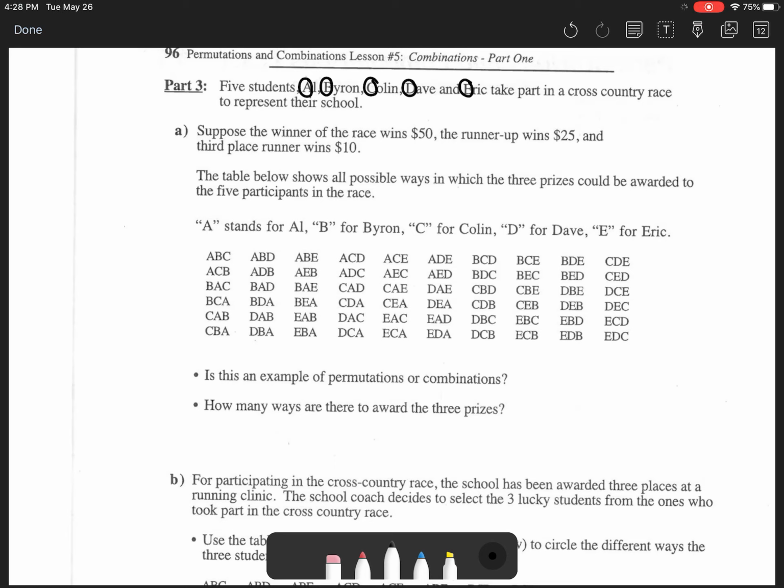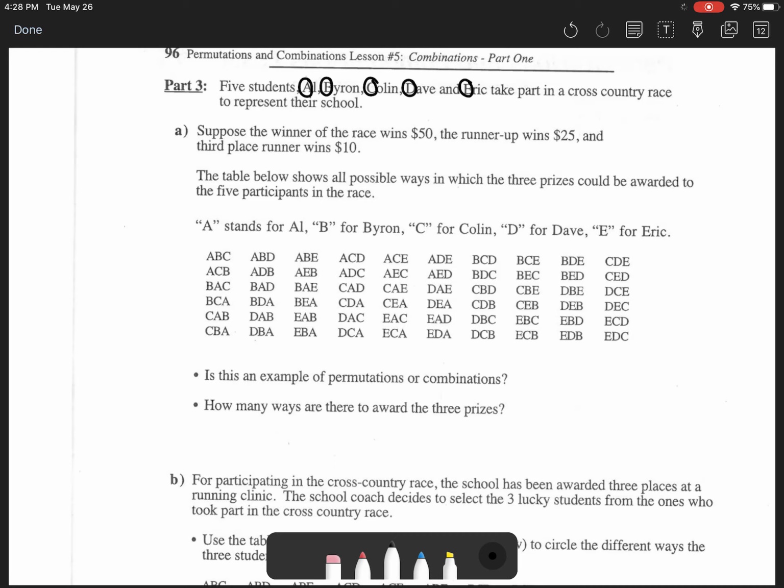Now, suppose the winner of the race gets $50, the runner-up gets $25, and the third place gets $10. So automatically that's going to be a permutation because there's something associated with first, something associated with second, and something associated with third place, right? You want to finish first versus second versus third. That's very different than if you finish second or you finish third, as opposed to finishing first. Order matters where you finish here.